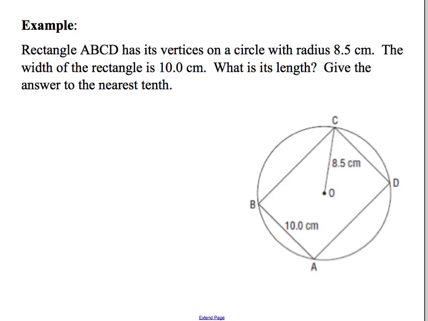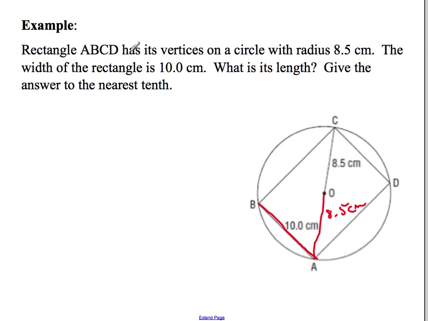Rectangle ABCD has its vertices on a circle with radius 8.5 centimeters. The width of the rectangle is 10 centimeters. What is its length? Give the answer to the nearest tenth. Okay, so my first gut is telling me to connect A to O. And I know that this is also going to be 8.5 because it's a radius. I know that this is 10 centimeters.